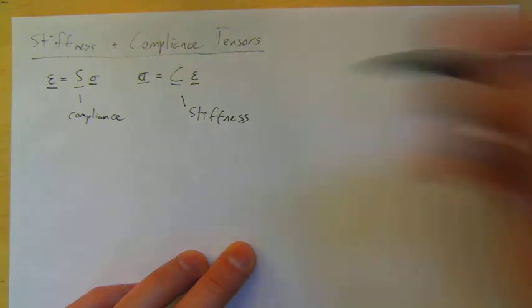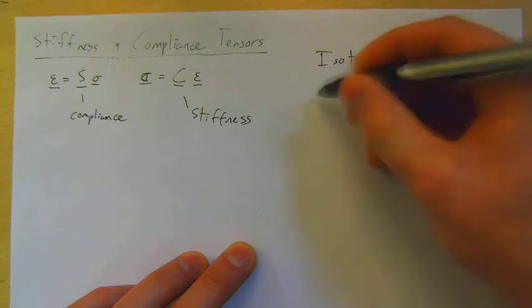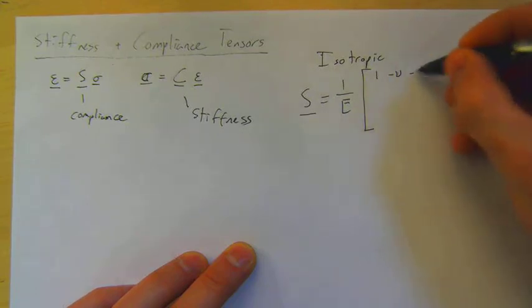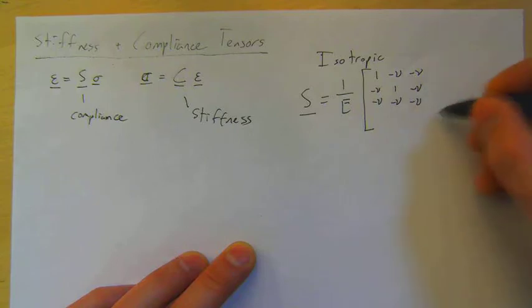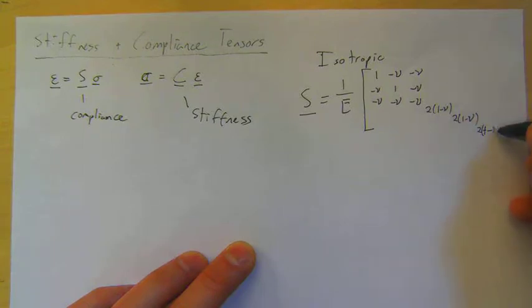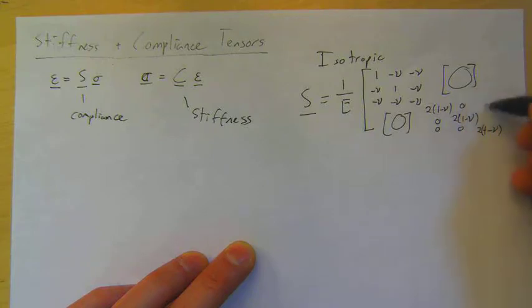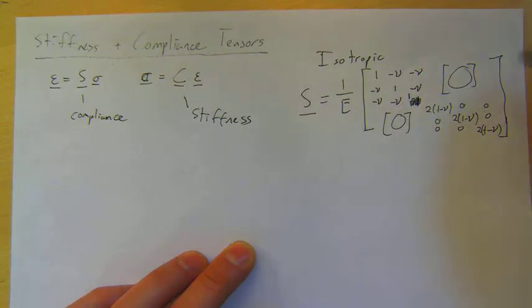And so here are the isotropic formulations. We have S is equal to 1 over E times some stuff: 1, 1, 1 minus nu, 2 times 1 minus nu, and so on. These are all zeros here, and this is more zeros. Isn't 3 supposed to be the one as well? Yeah, the third one, sorry. This is also a 1. This 0 is just a 3x3 zero matrix because I don't want to write out a whole bunch of zeros.